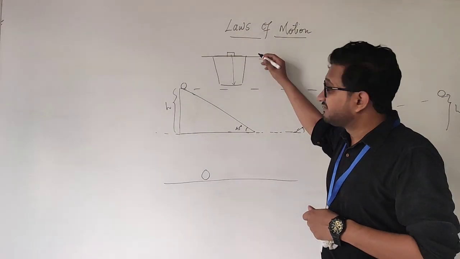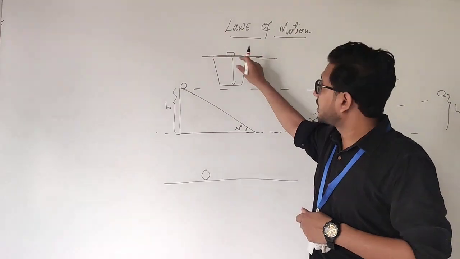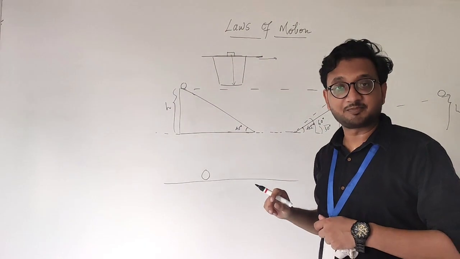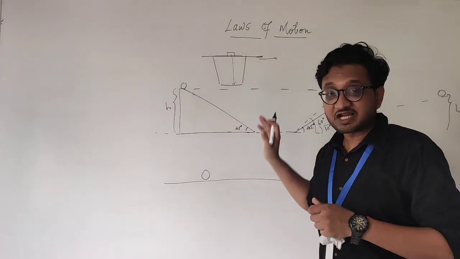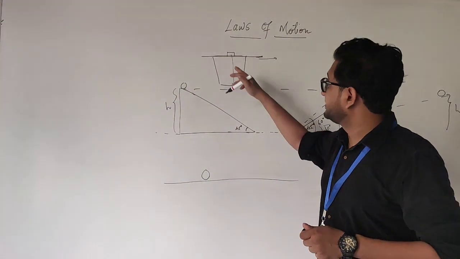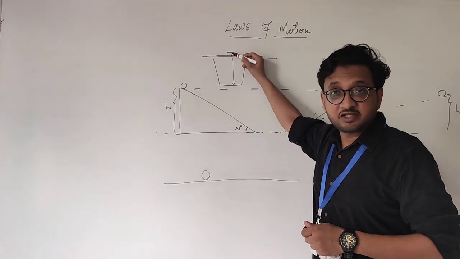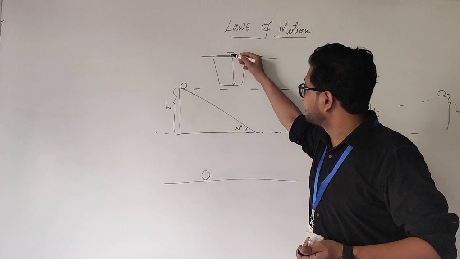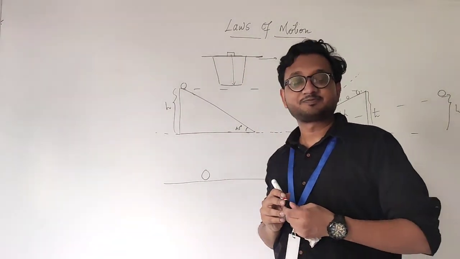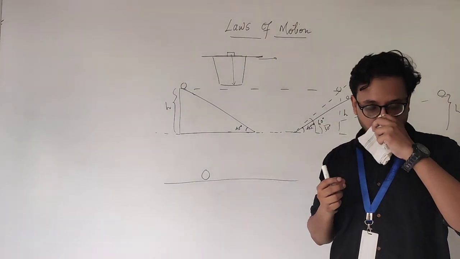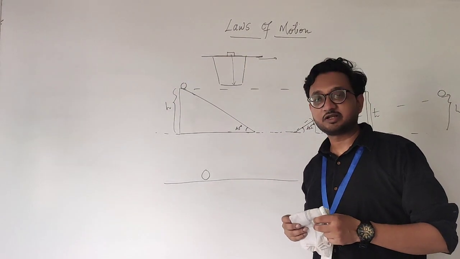It is because we are applying force on the paper and not on the object kept on top of the paper. As soon as you remove the paper quickly, the static friction does not have the time to oppose the object. So the object which is stationary wants to remain stationary, and therefore it is not moving with the paper, and it falls down in the glass. So this is the experiment to show the first law of motion. I hope it is clear to you, students.